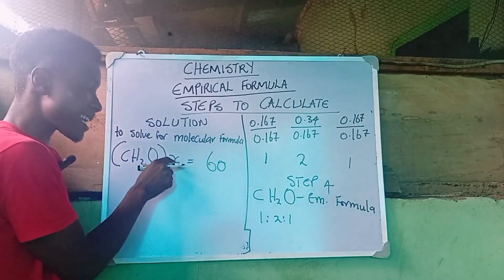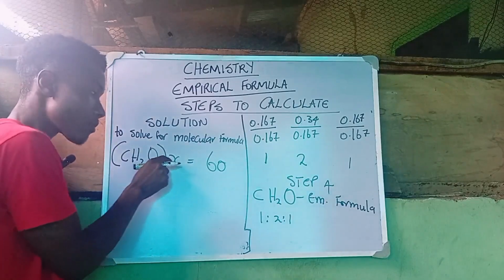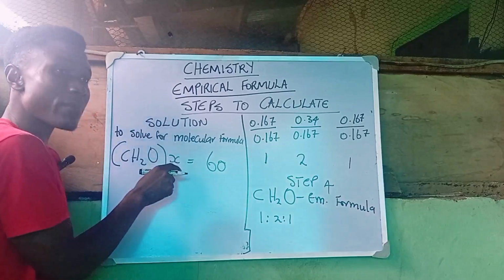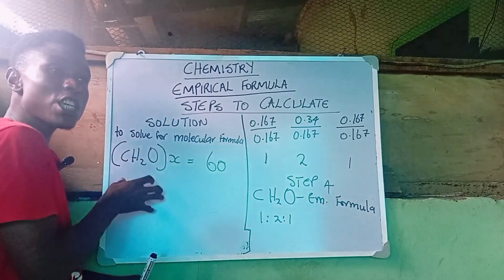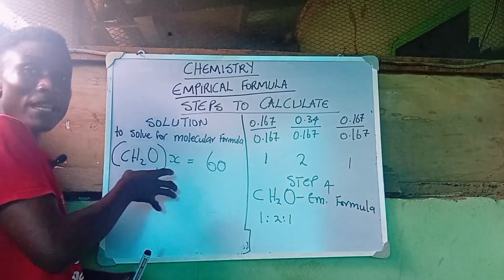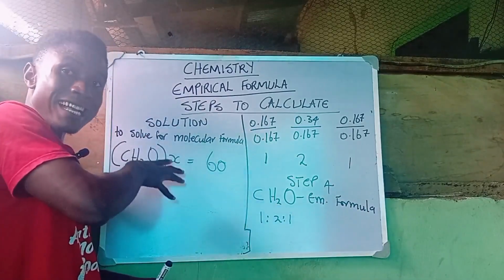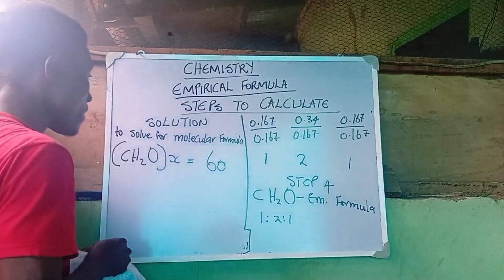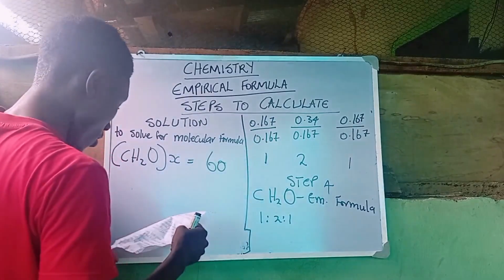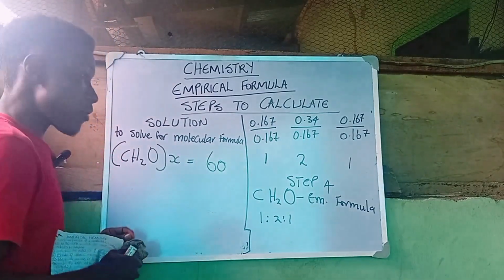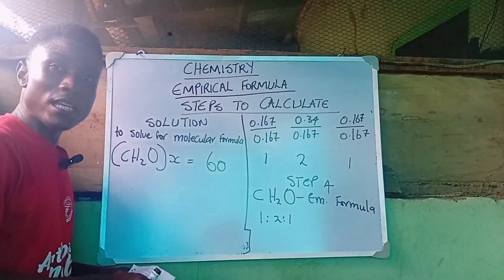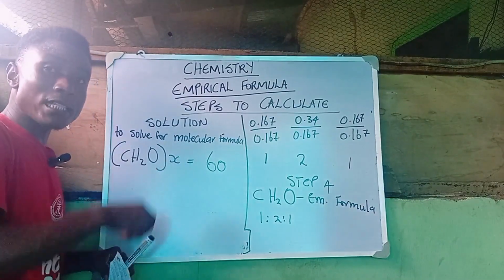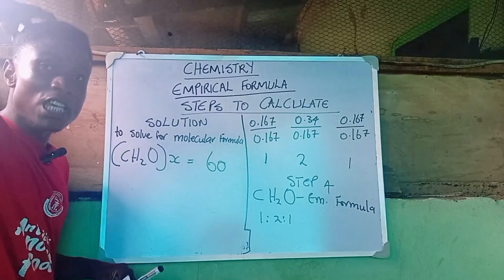Now, this is the compound and this is the unknown, equal to 60. Since there's a bracket here, and the bracket means multiplication, the unknown outside the bracket is going to be multiplying with the compound in here. So let's see how we are going to get it. But before we solve for this, we are going to get the relative molecular mass of CH2O.